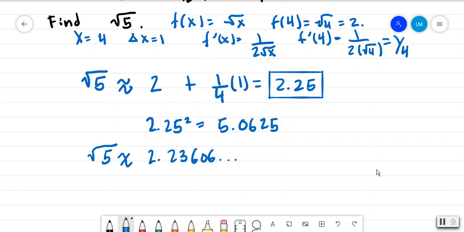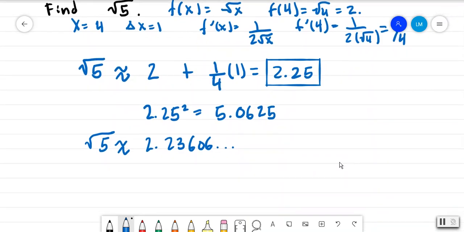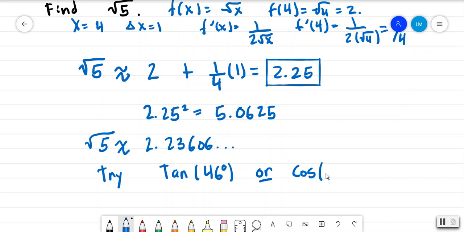More or less, you're just expected to know how you can use differentials to estimate quantity values. So, for example, I would say go ahead and try to find the tangent of 46 degrees, or maybe try finding the cosine of 62 degrees. You'll notice that one is going to be close to 1, and the other is going to be close to 1/2. Okay, so try those.